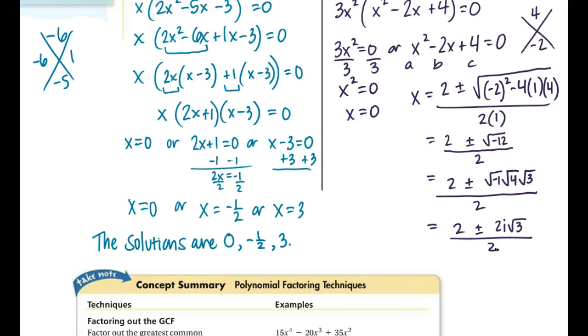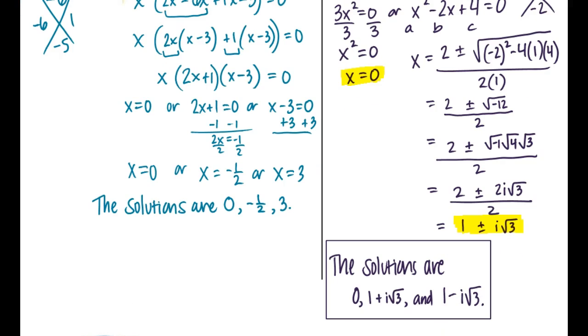So we have 2 plus or minus 2i times the square root of 3 all over 2, and then dividing both of those terms by 2, we get 1 plus or minus i square root of 3. So that means our solutions are 0, 1 plus i square root of 3, and 1 minus i square root of 3. So that means that original polynomial had both real solutions as well as imaginary solutions.